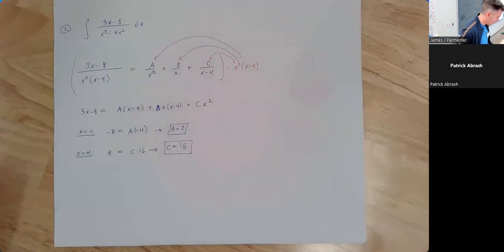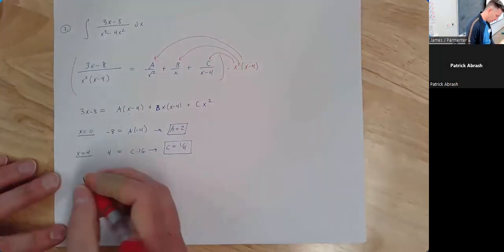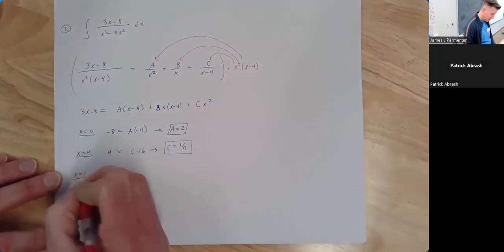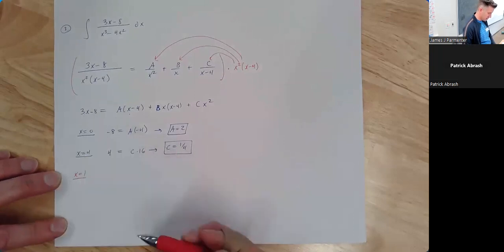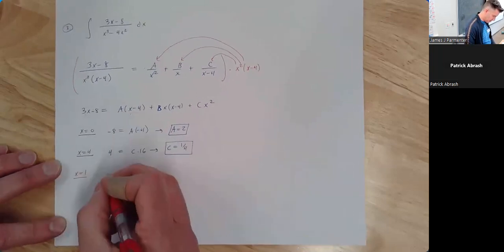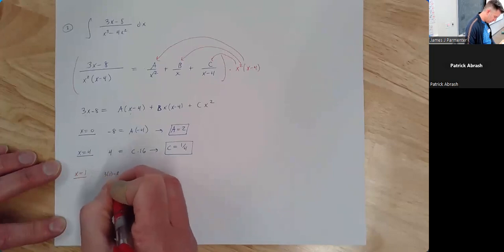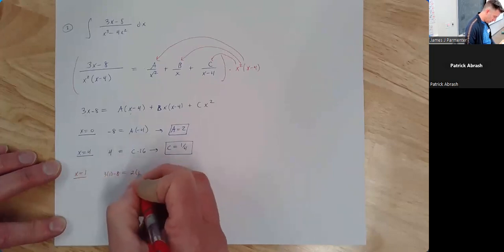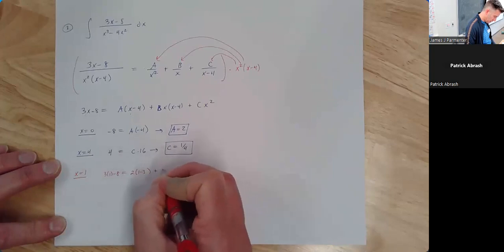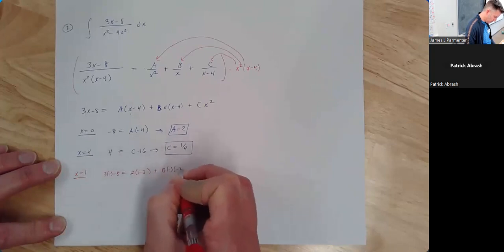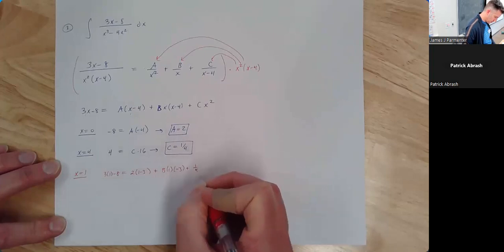So my options are, I actually have many options here. One option that is pretty good if you only have one thing left to find is just to pick another value for x. Pick anything you like. Pick x equal to 1 is probably what I would choose. And then plug in your A, your C, and your x. So I'm going to get 3 times 1 minus 8 equal to 2 times (1 minus 3) plus B times 1 times (1 minus 3) plus 1/4 times 1 squared.